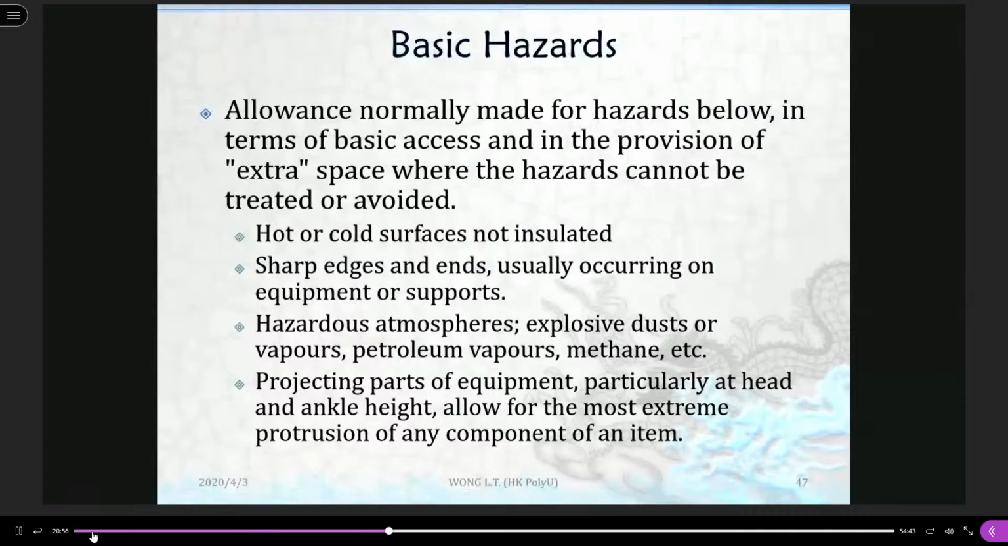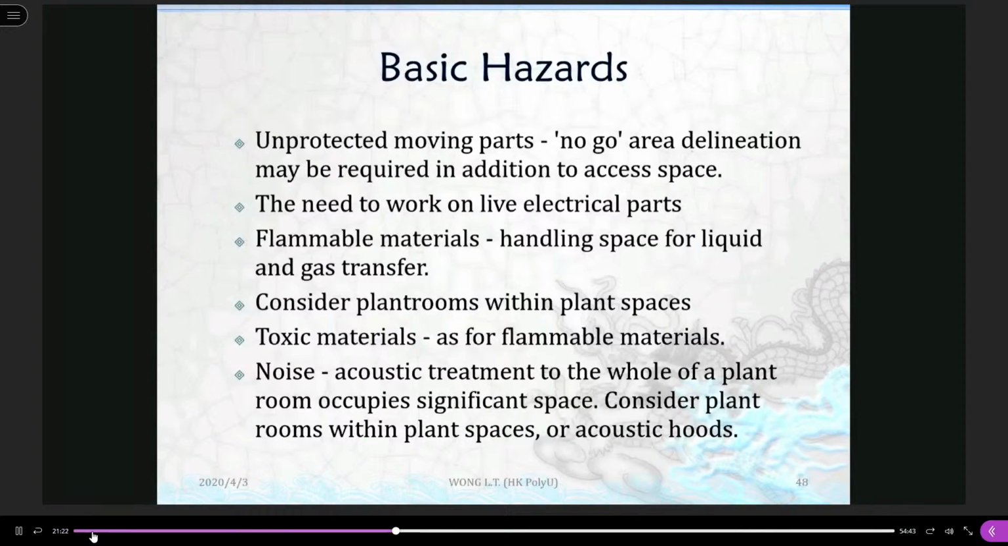Hazardous atmosphere, explosive dust as we have mentioned, vapors, petroleum vapors, and methane, etc. And projecting parts of equipment, the moving parts. Some moving parts, pumps, rotating, particularly at head level and ankle level, allow for the most extreme protection components and items. The basic hazards also include the typical one I listed here: unprotected moving parts. If this is unavoidable, mark on the floor a logo area, a dangerous area to access space, things like that. Get those areas away from the general access.